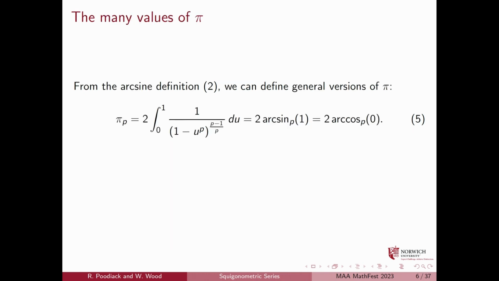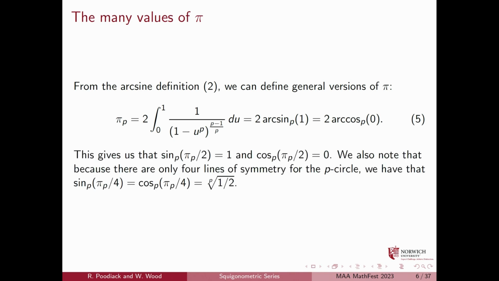So now from the arc sine definition, we can define general versions of pi. And so pi sub p, we're going to formally define to be 2 times the integral from 0 to 1 of 1 over (1 minus u to the p) to the (p minus 1) over p. In other words, it's equal to 2 times the arc sine of 1, or 2 times the arc cosine of 0, for all p. And this will give us that sine of pi sub p over 2 is equal to 1, and its cosine is equal to 0.